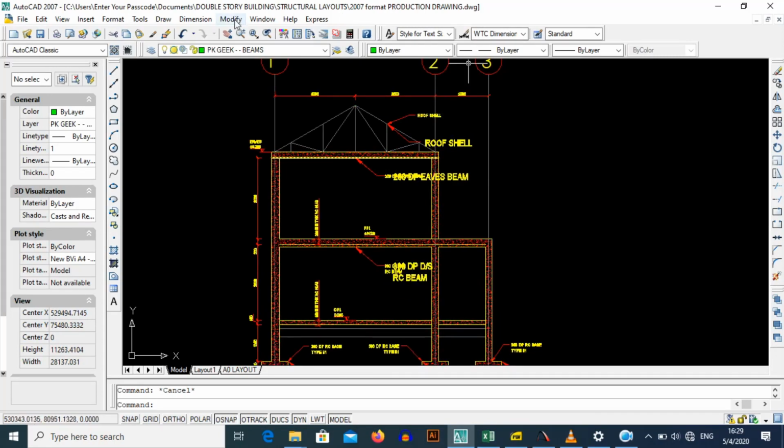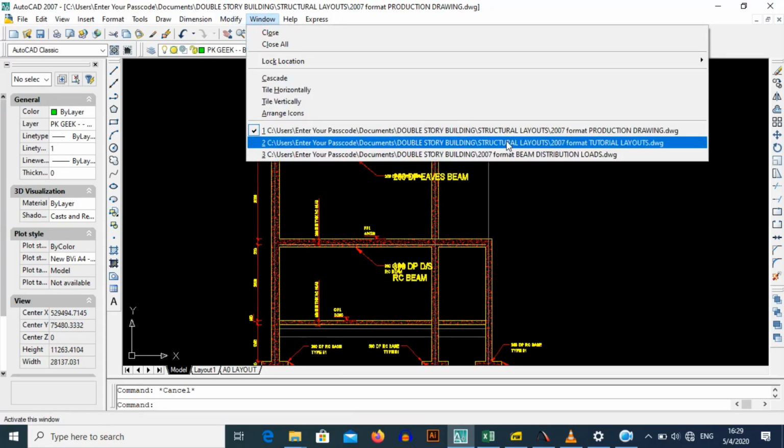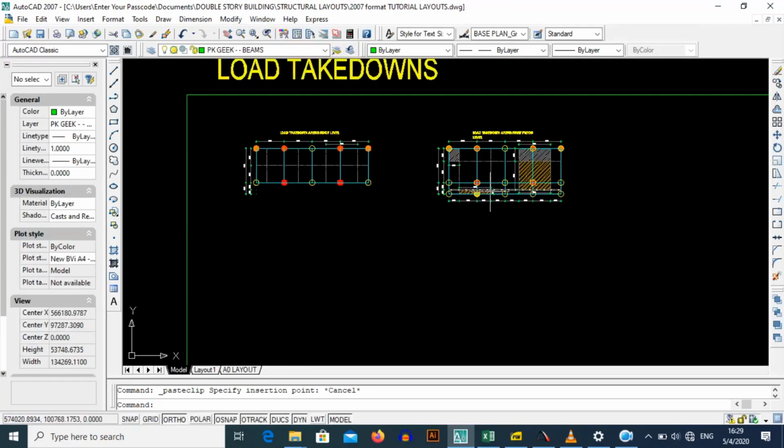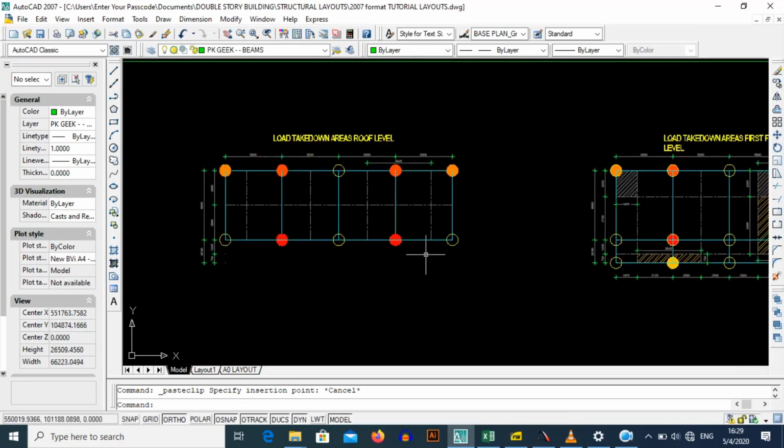To do that, all we have to do is window which drawing again, tutorial layouts using AutoCAD 2007, man. Woo! Some glitches using my old machine. I don't have electricity, so yo, this is what it is.